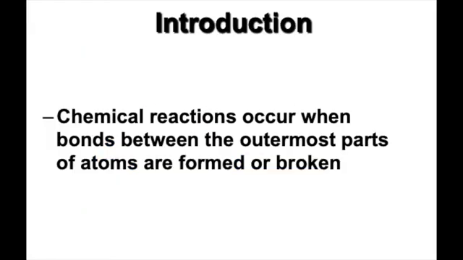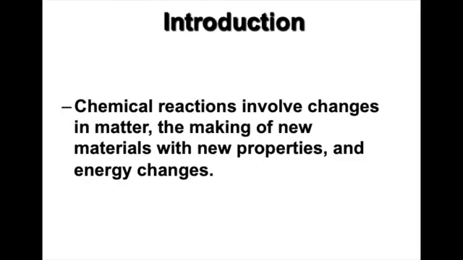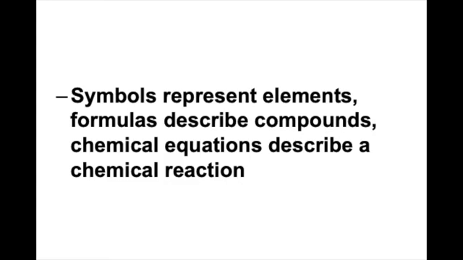Chemical reactions occur when bonds between the outermost part of the atoms are formed or broken. Chemical reactions involve changes in matter, the making of new materials with new properties, and also energy changes. Symbols represent elements, formulas describe the compounds, chemical equations describe a chemical reaction.